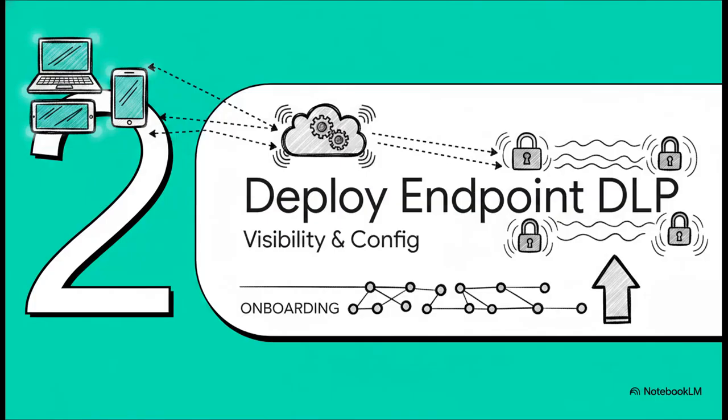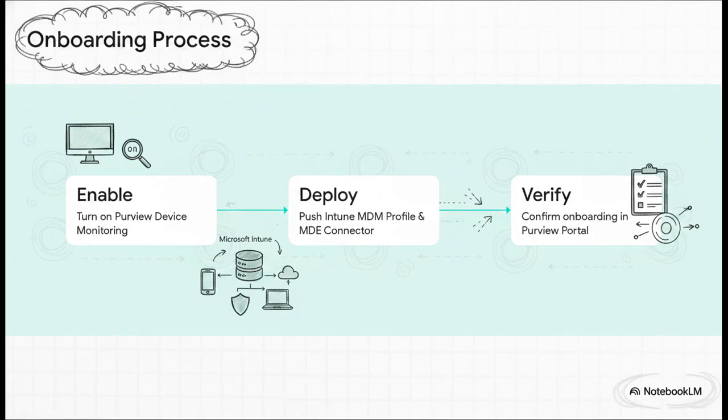Moving right along to Section 2, deploying Endpoint DLP, specifically device visibility and configuration. So how do we actually get this going? It really comes down to 3 automated steps. First, you have to enable device monitoring inside the Purview Compliance Center. Second, for a scalable rollout across your environment, Microsoft Intune is absolutely your go-to method. You'll enable the Microsoft Defender for Endpoint Connector and then deploy an Intune mobile device management profile to push the configuration to your entire fleet. And finally, you verify that those devices are successfully communicating with Purview.